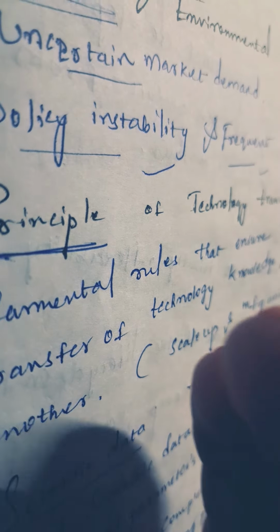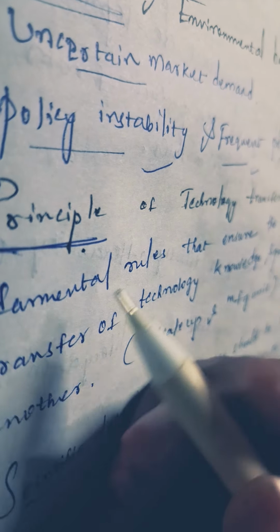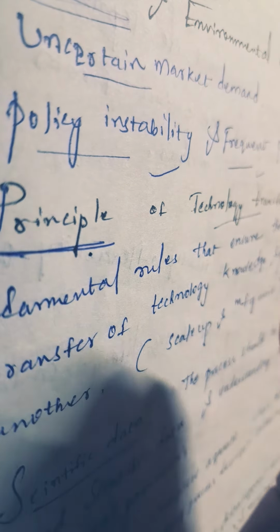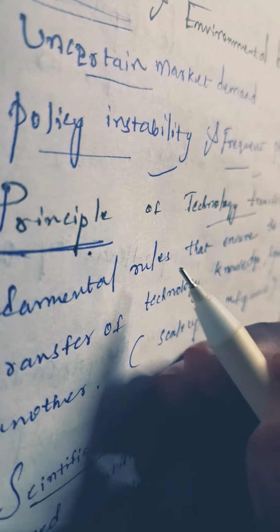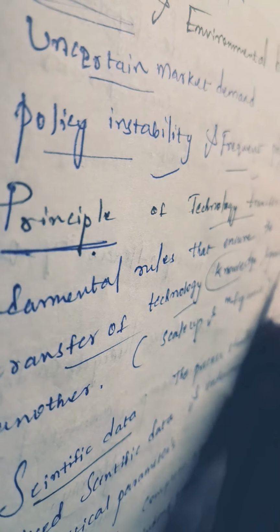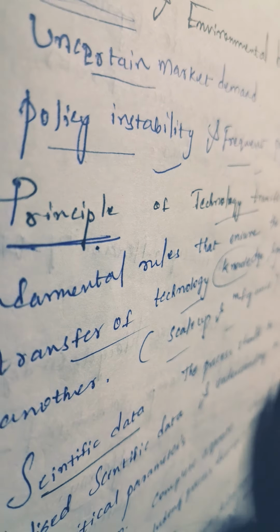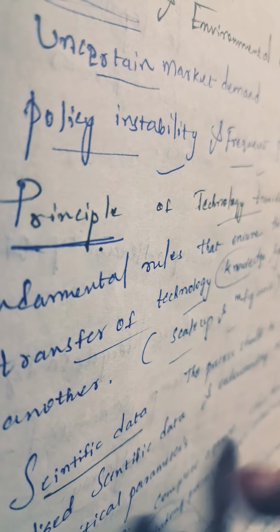Now the principles of technology transfer, or guidelines. These are fundamental rules that ensure the successful transfer of technology, knowledge, and process from one stage to another, scaling up to the manufacturing unit. Here we have scientific data, documentation, efficient communication, and training knowledge. So we'll see one by one.